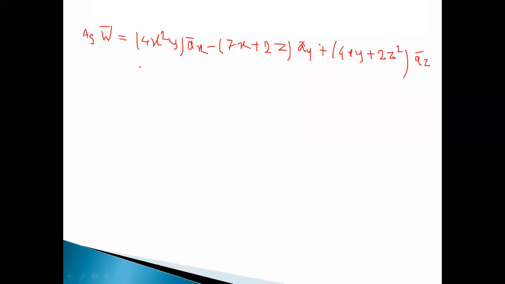Okay. First question: calculate the magnitude of W bar at point P of 2, minus 3 and 4. P of 2, minus 3 and 4.